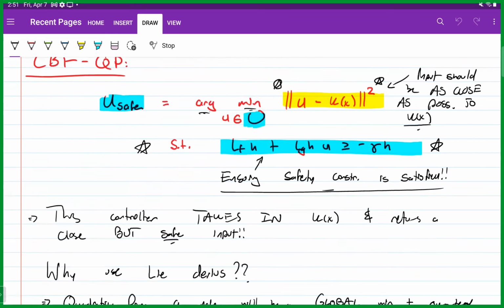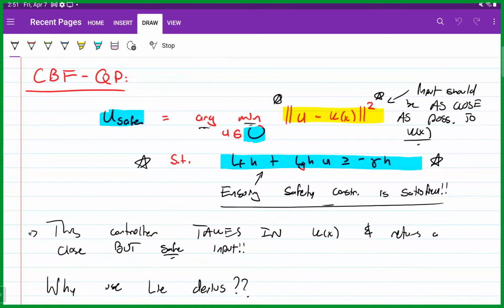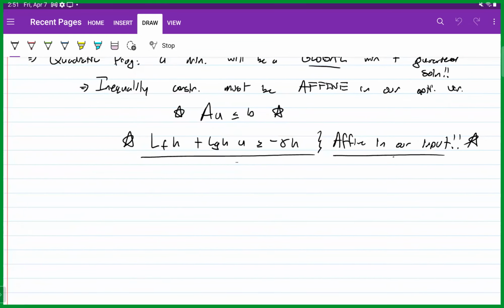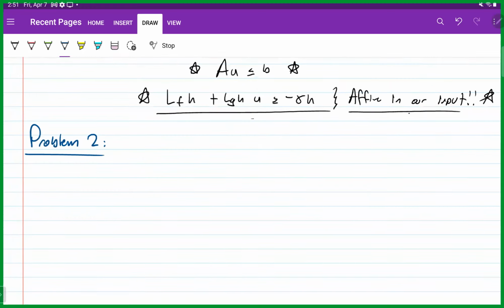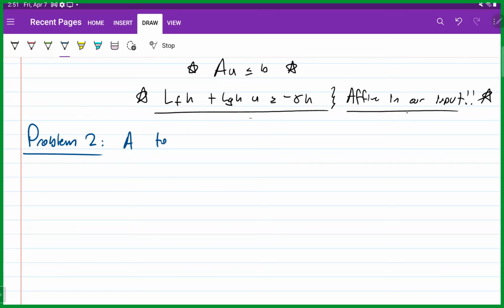So before we go back and finish up that practice problem from earlier, do we have any other questions about this CBF QP over here? What do we think? Seem good? Alrighty, great. So with that, let's go back and talk about problem 2. Problem 2 says that a turtlebot has the dynamics.